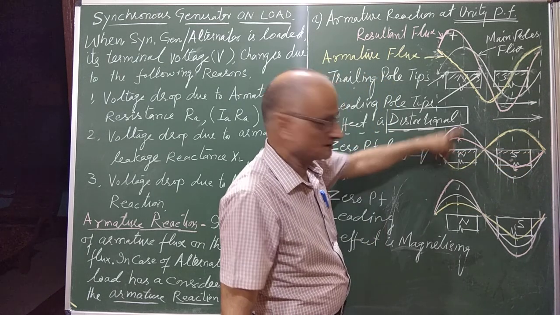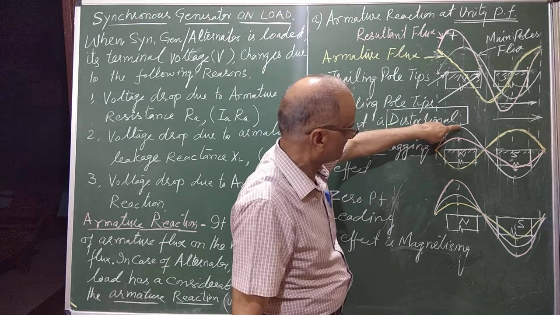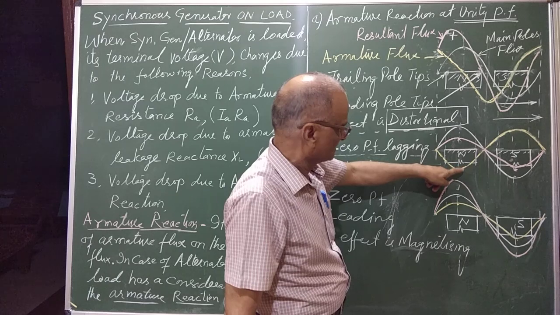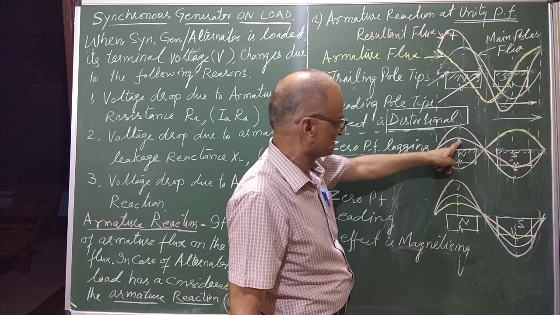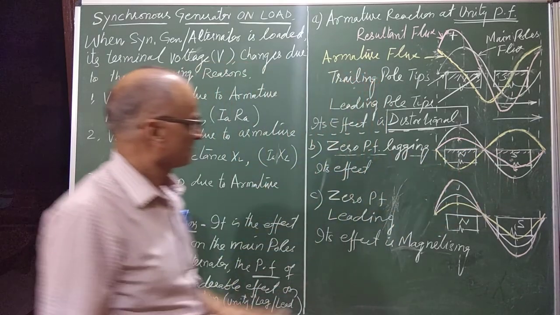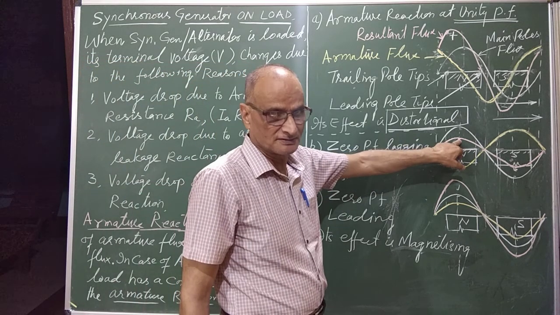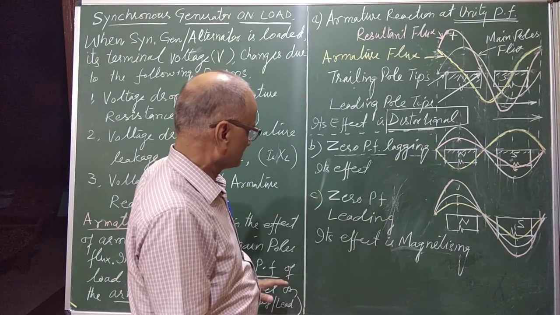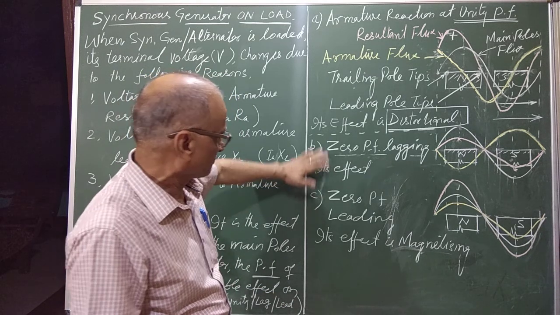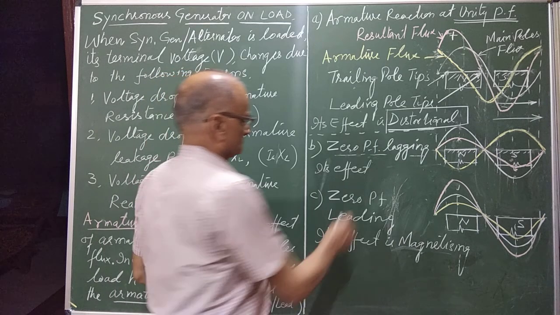So when we find the resultant of these two waves, the resultant flux is decreased. This is the armature flux, this is the main pole flux, this is the armature flux. This minus this is equal to this, and this is the resultant flux. And we have seen that at zero power factor lagging, the main flux is decreased. So at zero power factor lagging, its effect is demagnetizing.